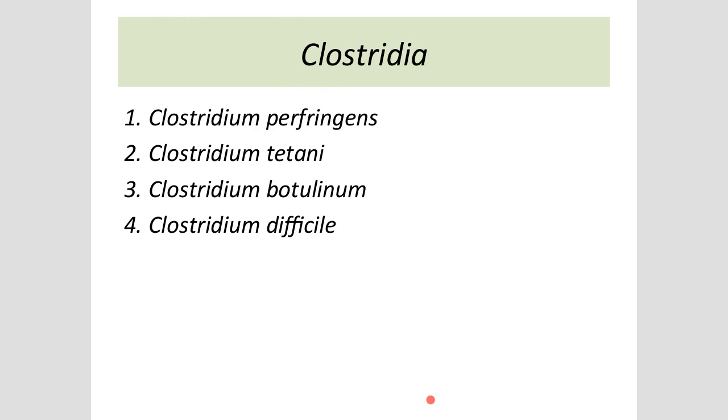So we're going to discuss an important bacteria, clostridia. There are many different types of that, but the most important ones I will discuss today among the family are called perfringens, tetani, botulinum, and difficile. So these are the important four clostridia that we will discuss today.